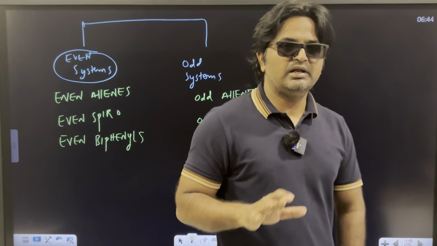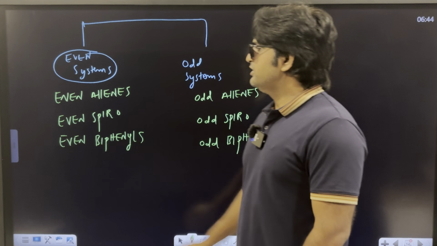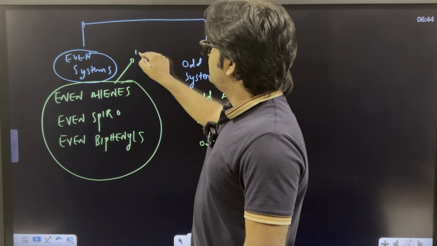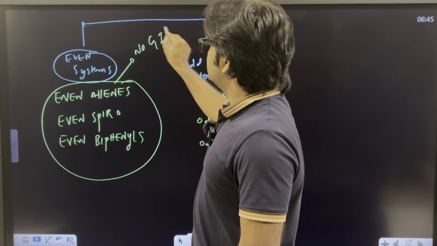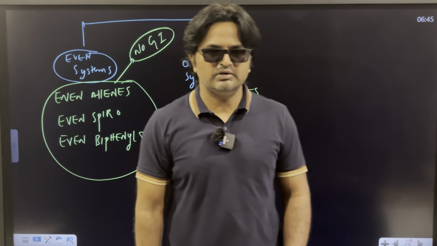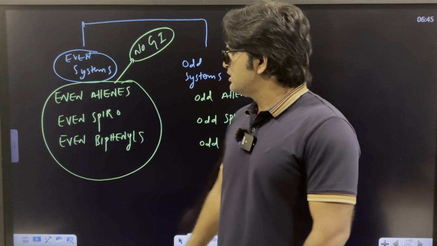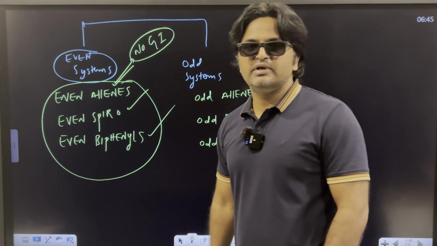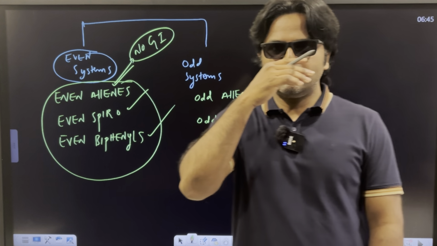Biphenyls. Okay. From the geometrical isomerism point of view, in even allenes, even spiro compounds, and even biphenyls, there is no geometrical isomerism, whatever the substitution given. But that condition I will also tell you. In general, in even allenes, even spiro compounds, and even biphenyls, you don't find any geometrical isomerism.